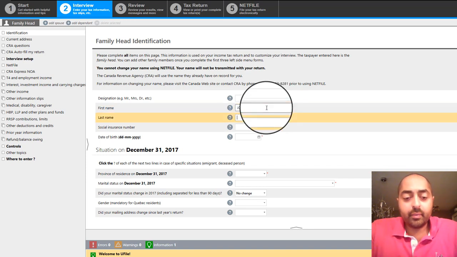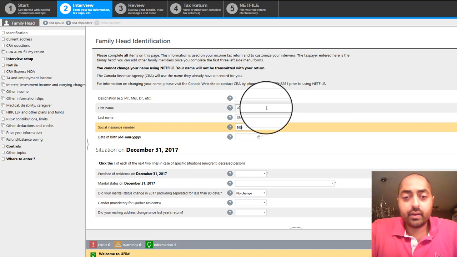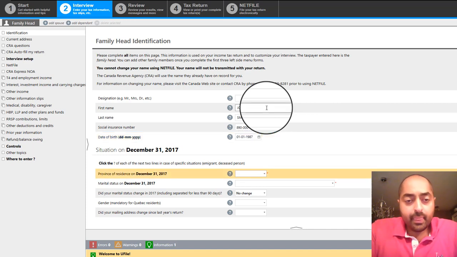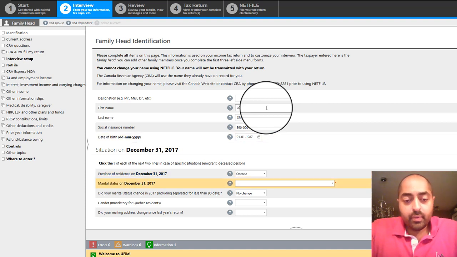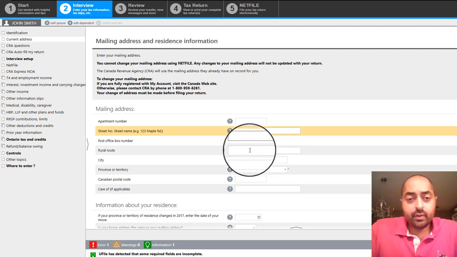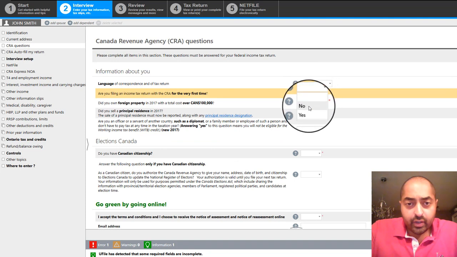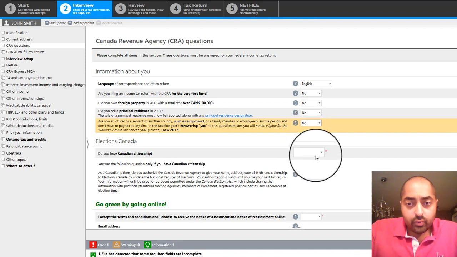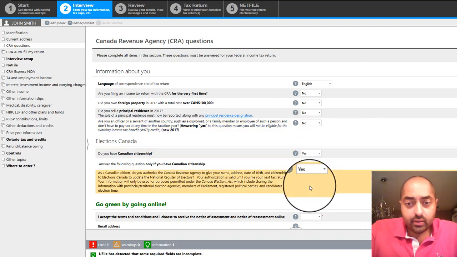I'm just going to use a fake name here, John Smith, with a fake social insurance number, and date of birth, let's say 01011987, province of residence, let's just say Ontario. Marital status, we're going to start off with single, and then we're going to change it just so you can see the difference. Did your marital status change? No. Male. Address, whatever. Language, English. Filing for the first time? No. Foreign property? No. Canadian citizenship? Yes.